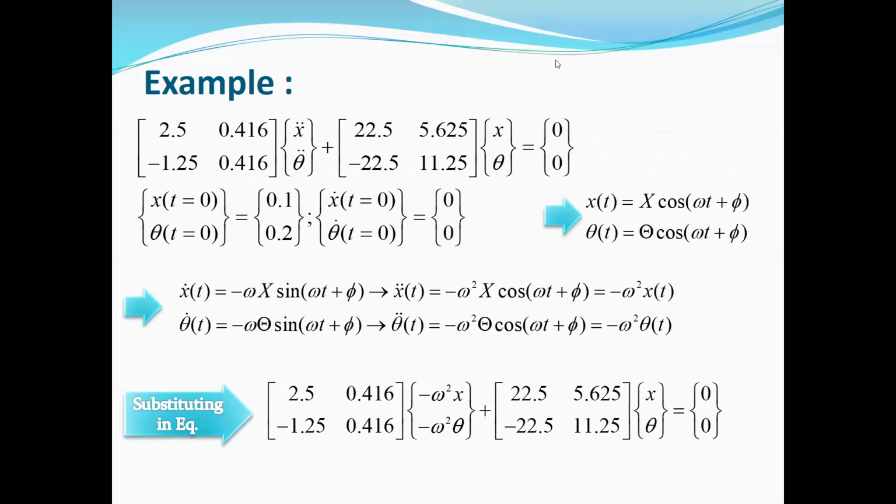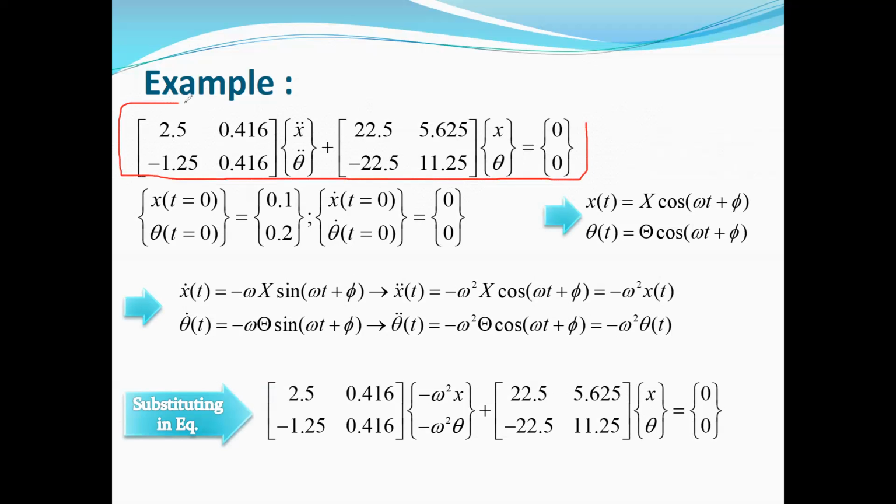And now we need to solve this equation to obtain the natural frequencies and mode shapes. And finally, we can write the response as a combination of the mode shapes. So the equation of motion for this system, if you substitute the numerical values, will be in this form. This is the equation of motion.